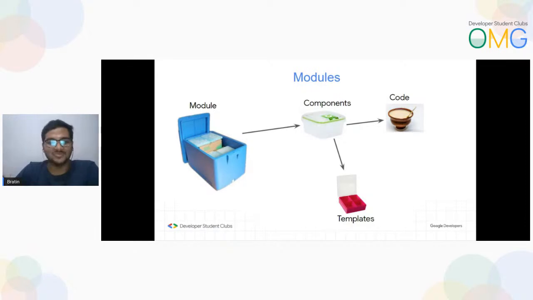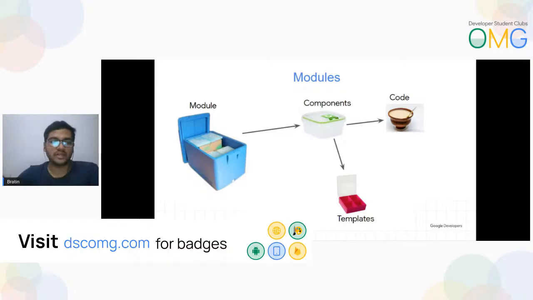So let me go with a clear thought. Just look at this blue box, which looks big in size. The component box, the white one, can fit inside this blue colored box, that is a module. So you can assume that this blue part is a module, and this white is a component. A component is a part of a module, and then you have code and templates.